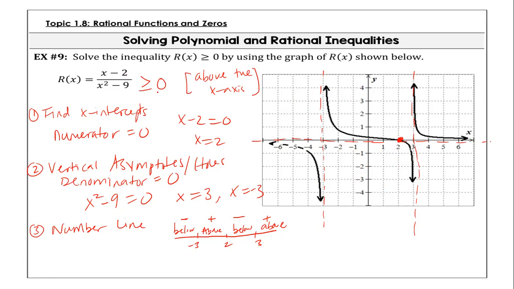if we're looking for when this function is greater than or equal to 0, that means above the x-axis. From where to where am I above the x-axis? So from -3 to 2, and it's an asymptote, so it's a parenthesis. And then where else? And then 3 to infinity. And that is my answer.